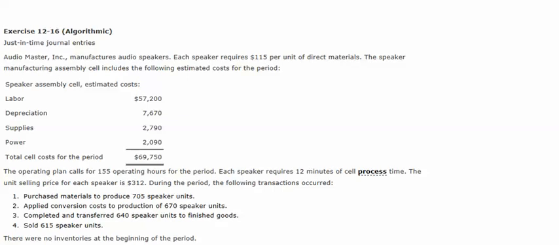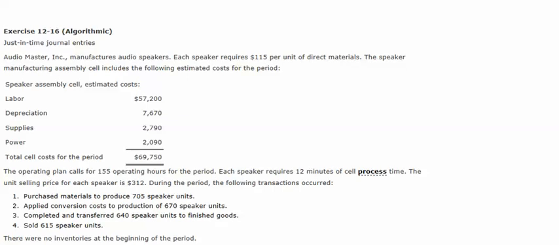Speaker assembly cell estimated cost, we have labor of $57,200, depreciation $76,770, supplies $27,990, power $2,090. Total cell cost for the period is $69,750. It calls for 155 operating hours per period. Each speaker requires 12 minutes to process. The unit selling cost is $312.